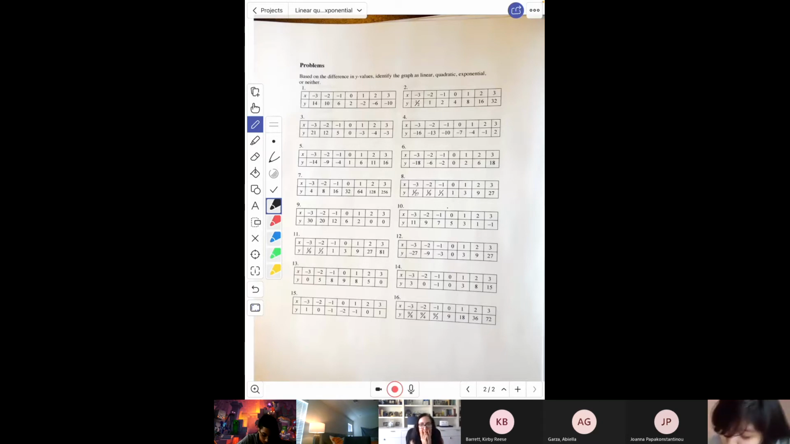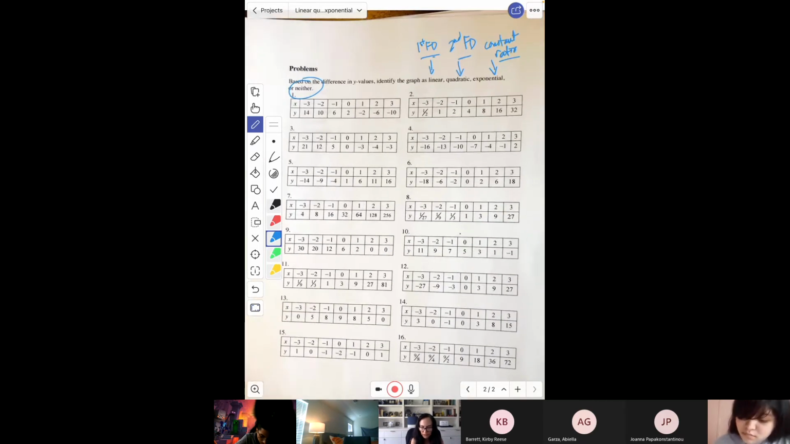We're looking for finite differences, first or second, to determine if it's linear or quadratic, or constant ratio. And I want you to tell me if it is linear, what is the first finite difference? If it's quadratic, what is the second finite difference? If it's exponential, what is the constant ratio? So let's try to have those done before we leave today. Or it's neither, right? So we're investigating patterns, looking for first finite difference, second finite difference, or constant ratio.